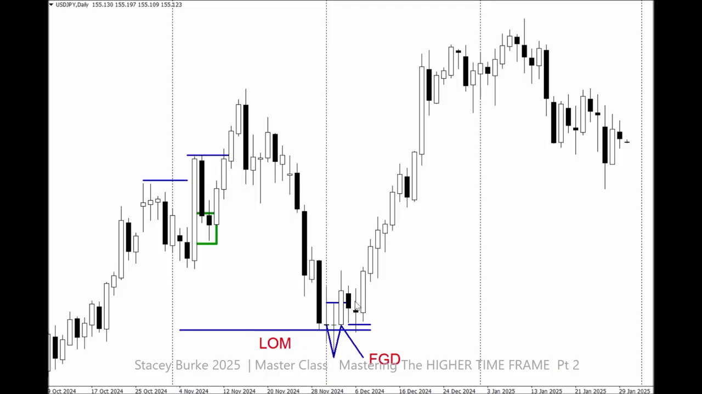So we have now aligning our thesis with that higher time frame understanding that the low of month may potentially be in place, and as they trade lower, do we have a setup in the session that we're trading? So we're not going to go down into that just yet.